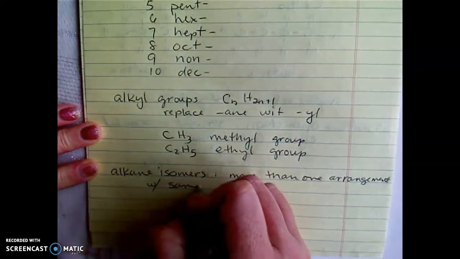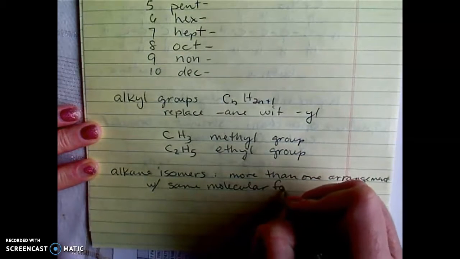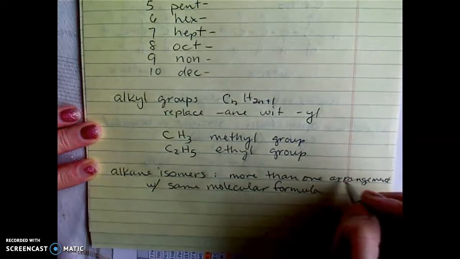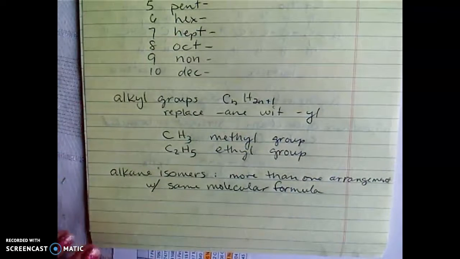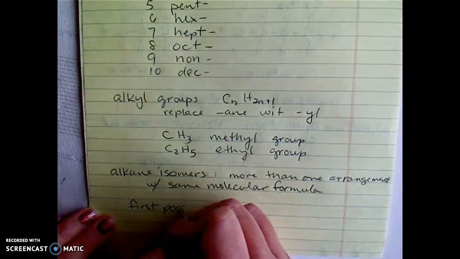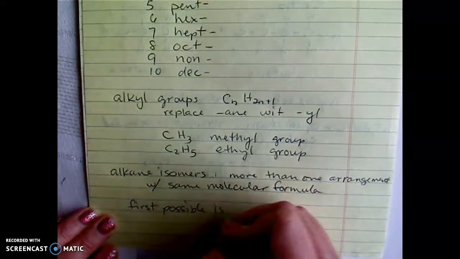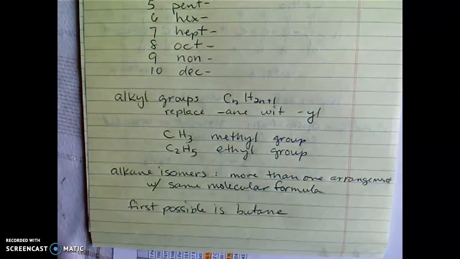Or same molecular formula. Remember, your arrangement, they're going to call a structural formula. So the first time you see one is with butane. First possible is butane. And we did see that in the last one. We had butane and we had isobutane.